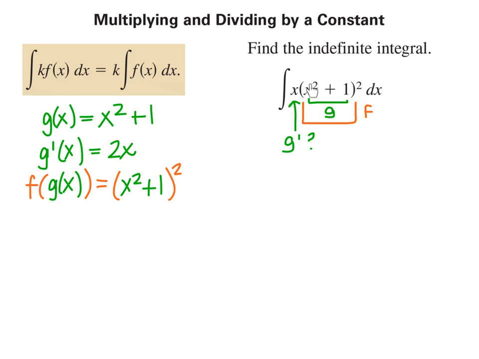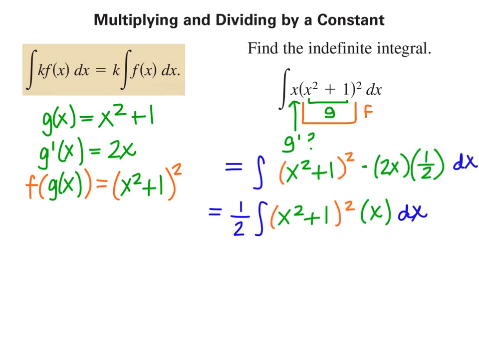So I realize that g could be this x squared plus 1, and f would be that quantity all squared. The tricky part here is that I just have one x, and is that g prime? Because if g is x squared plus 1, the derivative of that is 2x. So let me show you how you can work this out.